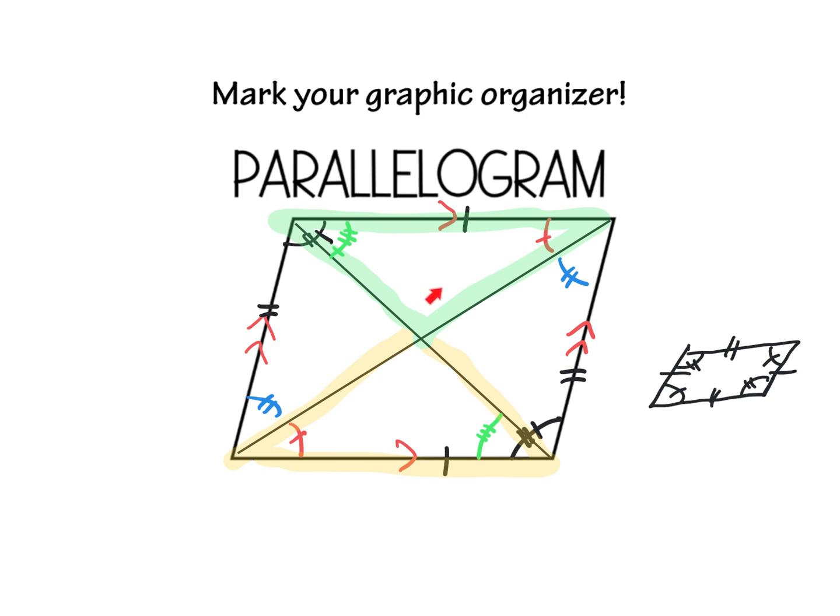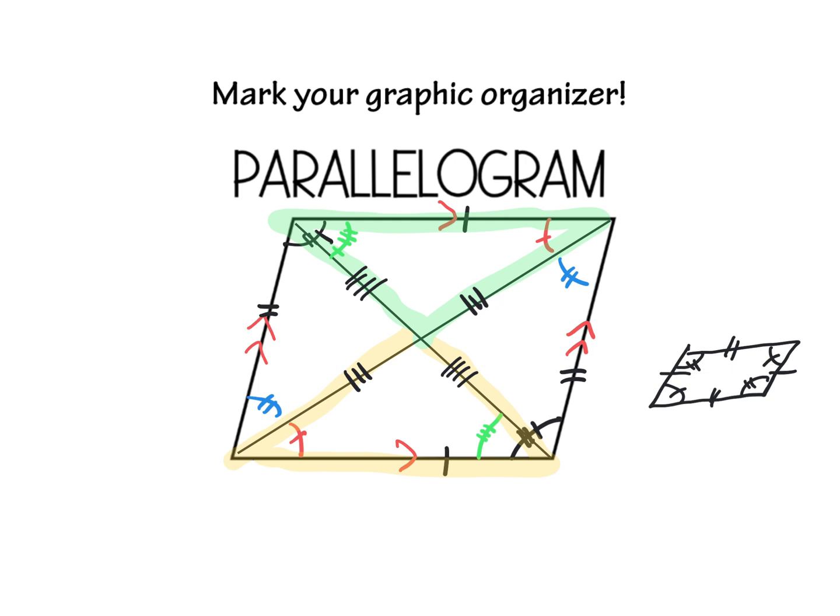Okay, so now, because of CPCTC, the corresponding parts have to be congruent as well. So that means that those 2 sides have to be congruent and those 2 sides have to be congruent. So what ended up happening was the diagonals end up bisecting each other. Okay, so the diagonals cut each other in half.